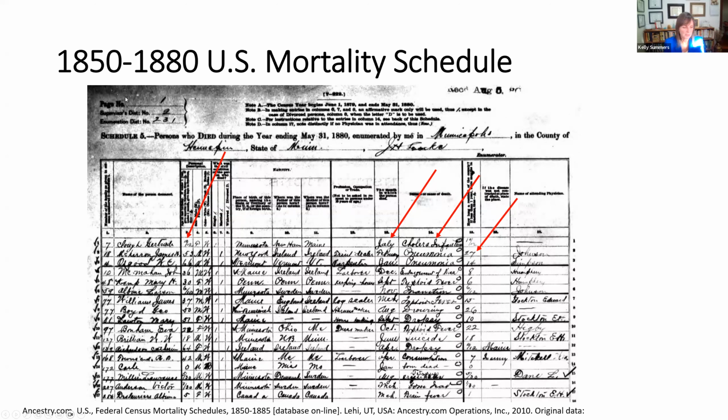So this was taken in 1850, 1860, 1870, and 1880. You have a good chance. I would always encourage you to search these because you might find that you have a family member that died the year prior to the census, and this is as good as a death certificate if you find them in this.